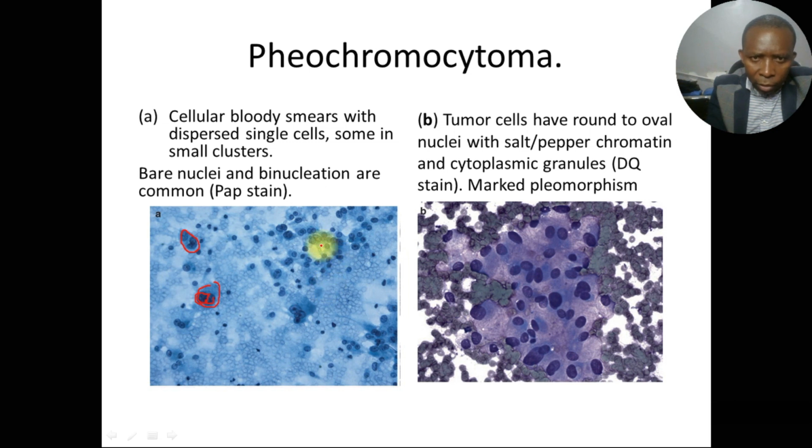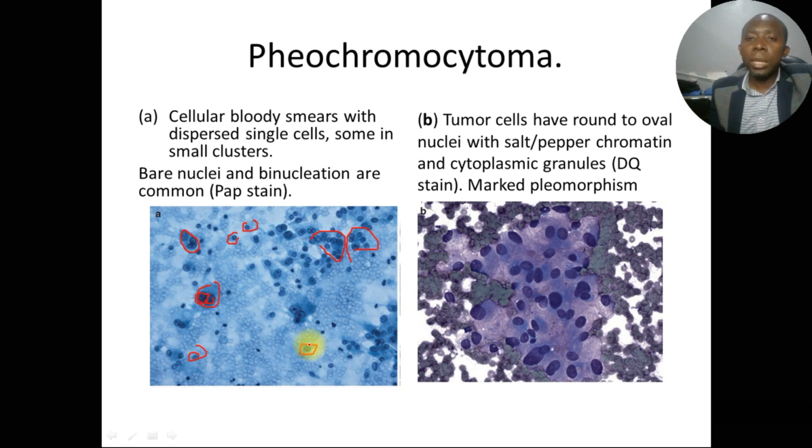Here we can see some formation of a small cluster of cells. Even here there's a small cluster of cells appearing, and then we have other cells which are freely dispersed, but in as much as they are dispersed, they have atypical nuclear features that can make us draw conclusions that actually these are malignant cells and they are not normal cells. So on image B, we have tumor cells which have rounded oval nuclei with salt and pepper chromatin and cytoplasmic granules.